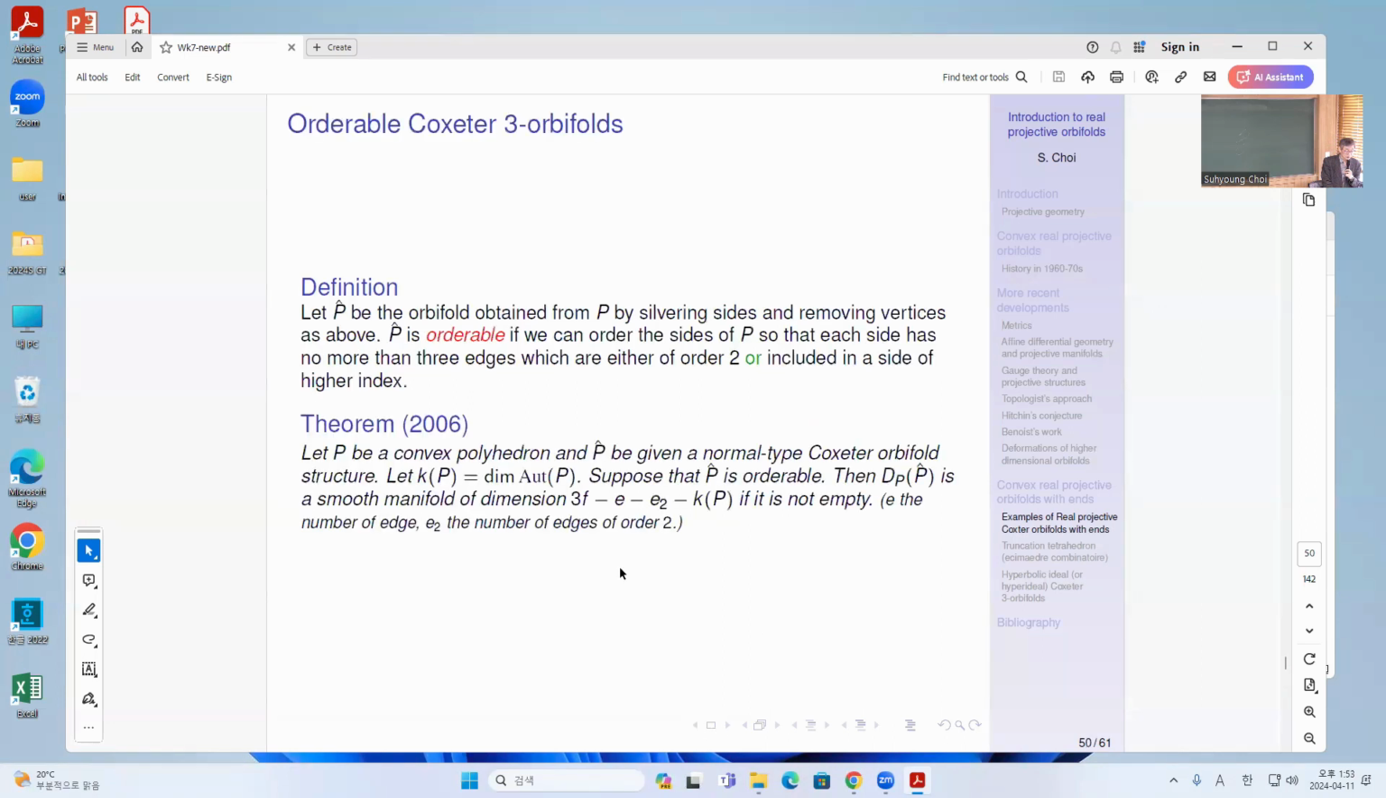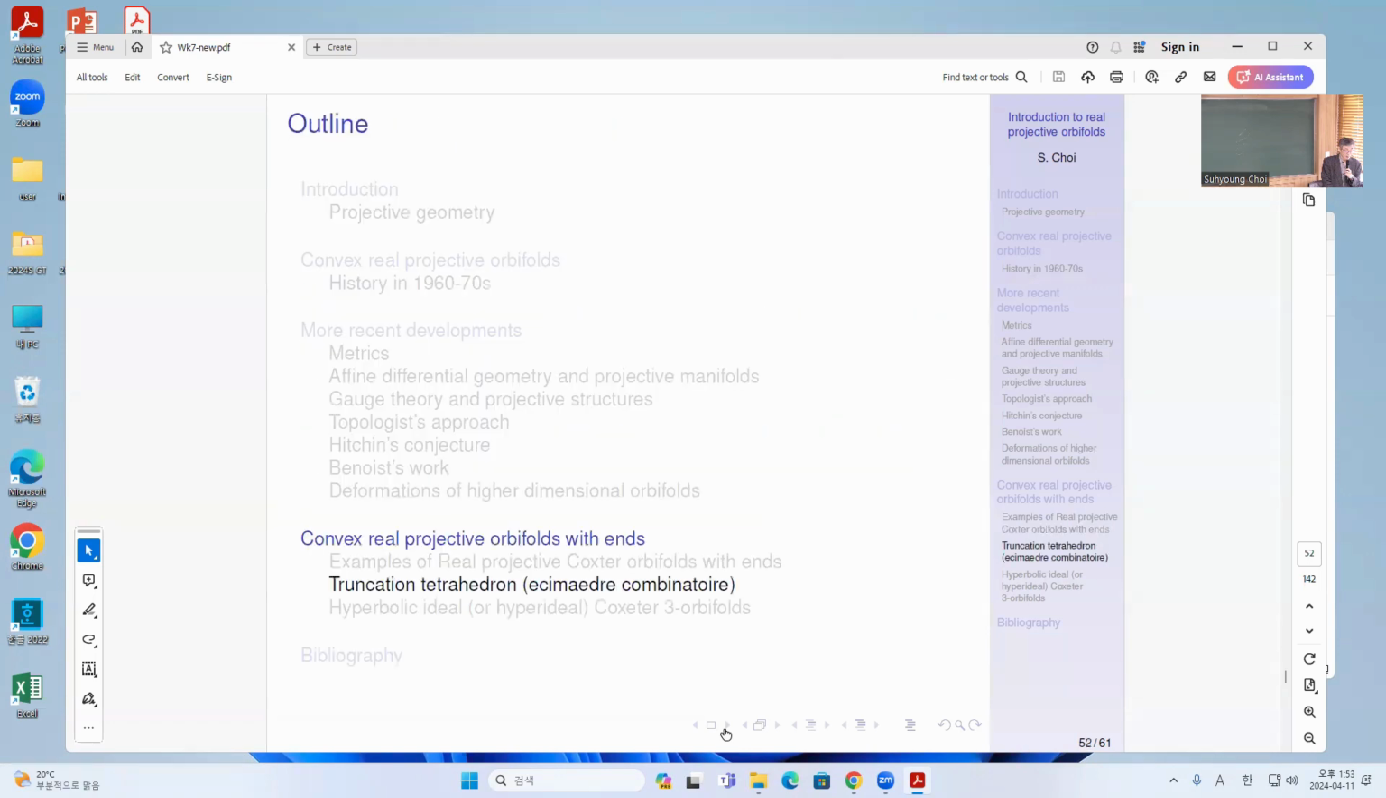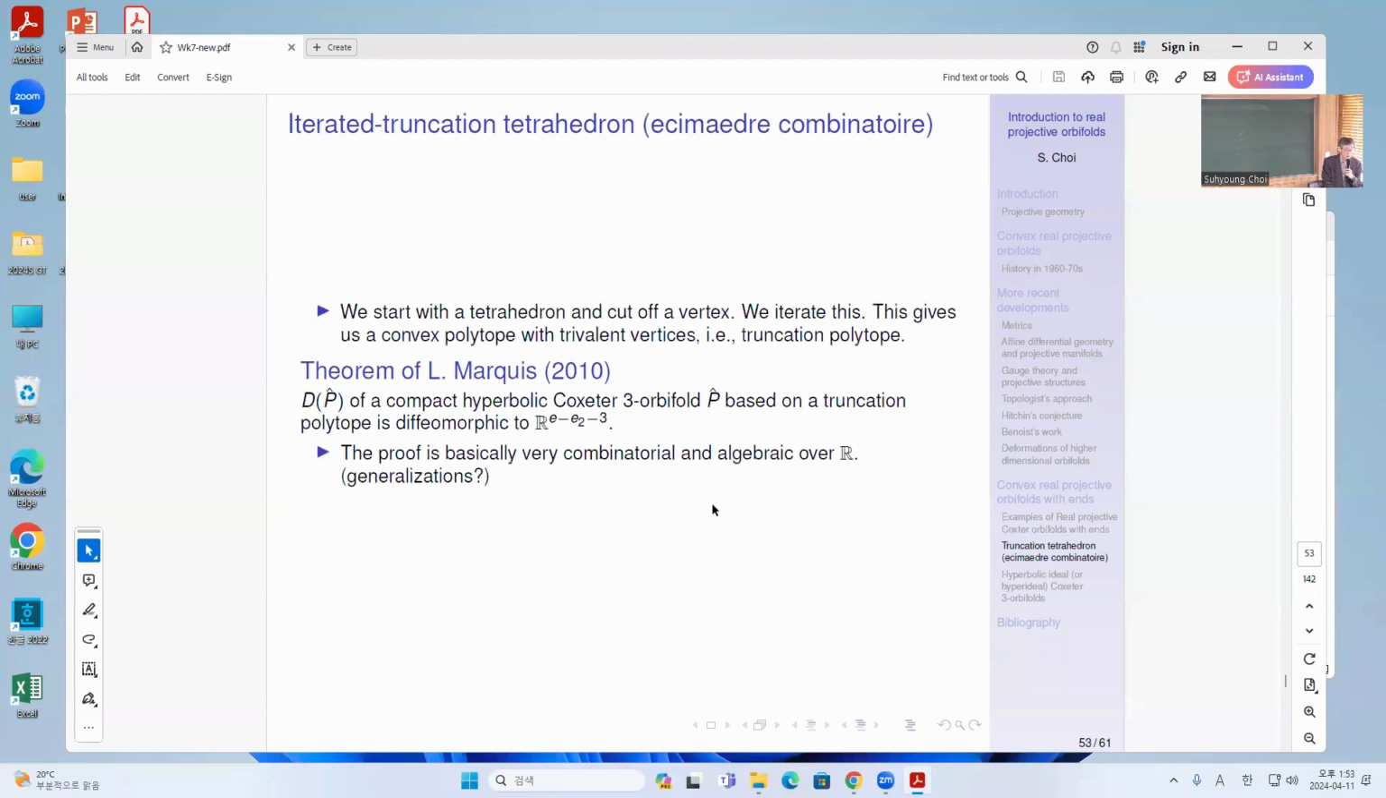These are actually some things that Benoit did for the prism, and then I generalized this to these cases, and then Marquis actually did a special case of these sorts of things. So you take a tetrahedron and cut off vertices. You can keep iterating this. The resulting polytope is of course called the truncation polytope. This is only for dimension 3, of course.